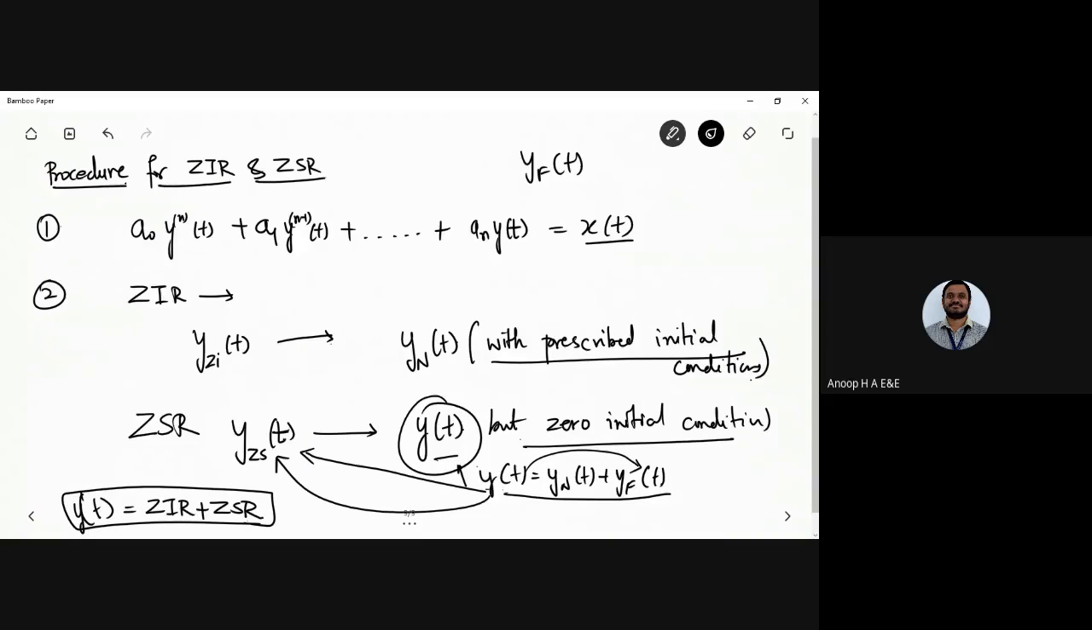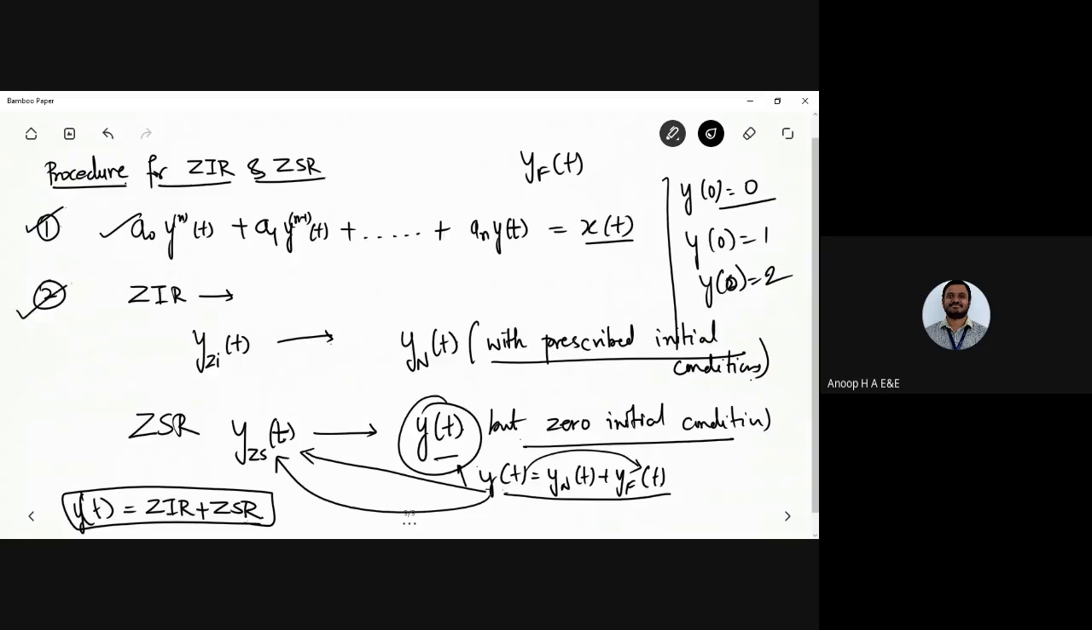That is the final total output response of the system, ZIR plus ZSR. So first thing, you are going to write down the differential equation that is given there. You will be specified with the initial conditions. It can be any value, so y of 0 would be equal to 2, something like that. That is the first step.